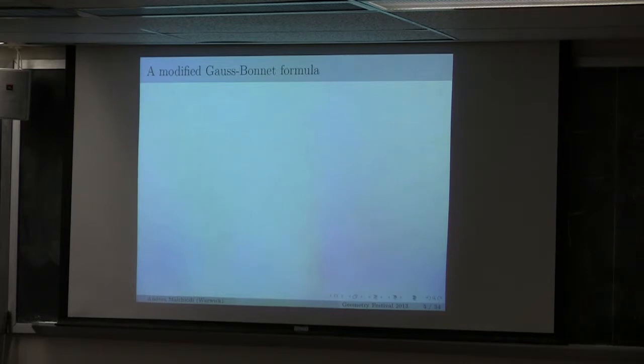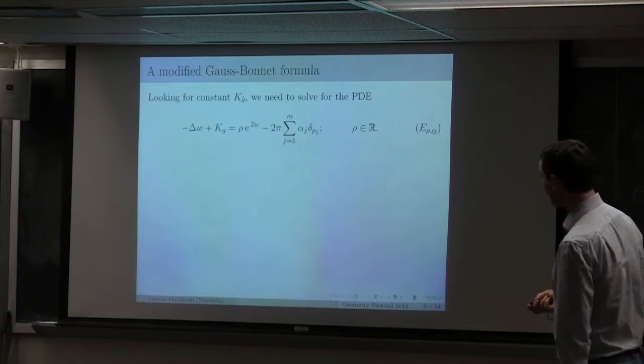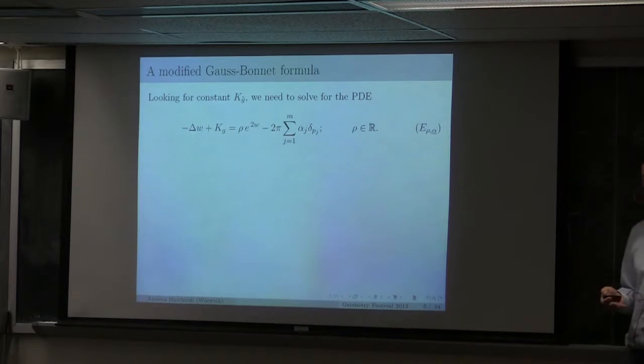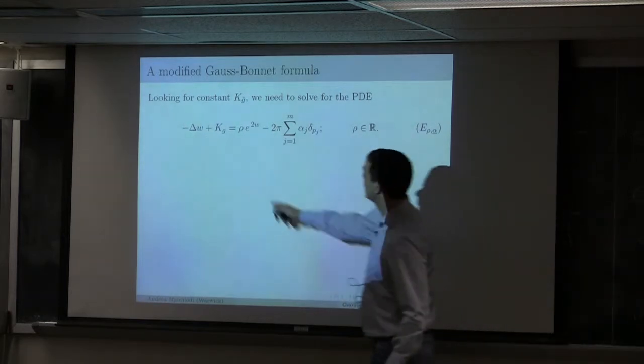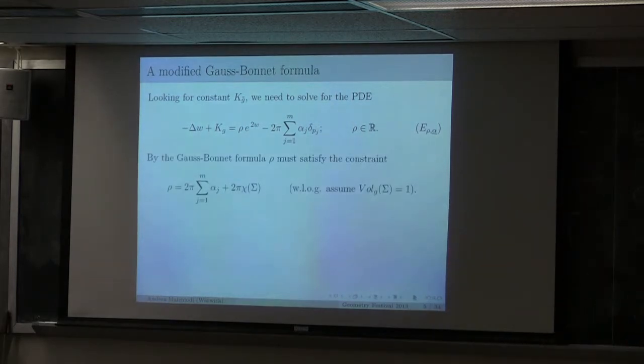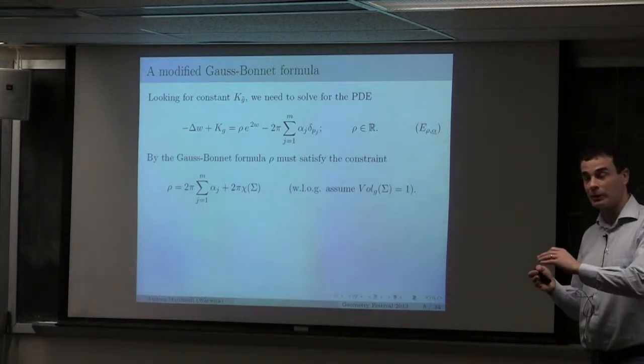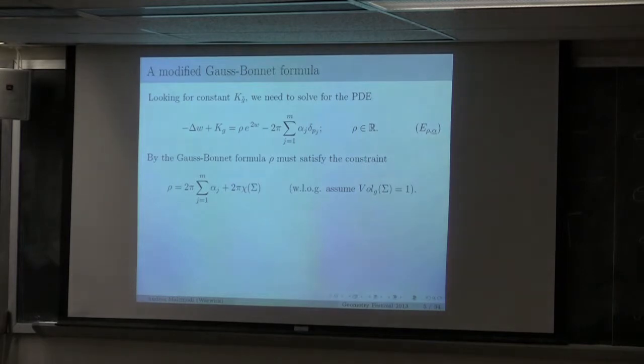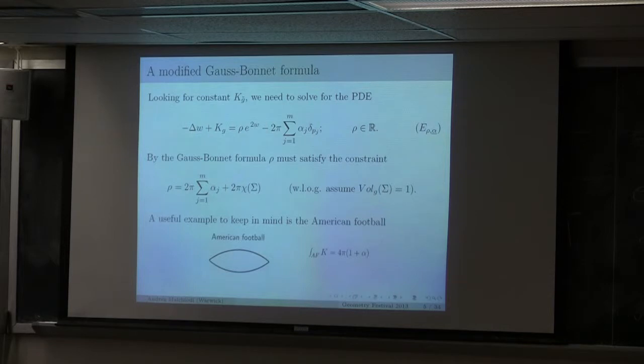All right, there is a constraint on the function to be prescribed by the Gauss-Bonnet formula. If we want the new curvature to become constant, then K_g tilde has to be equal to some constant rho. And rho is prescribed basically by the Gauss-Bonnet formula, which you can get basically by smoothing out the singularities, so you round them off, and that's how you get this formula. A useful example to keep in mind is the American football.